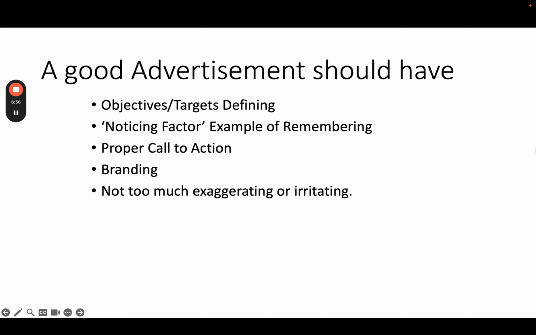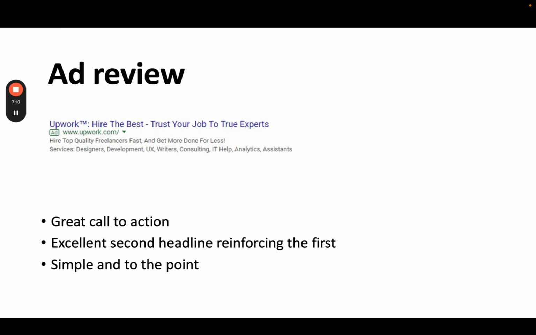Whenever you are trying to create ads, there needs to be a general rule. A good advertisement should have objectives, targets, a defining noticing factor, and something through which people can remember your ad. Also, there needs to be a proper call to action, CTA, to get an action from the final user. Also, you need to have your own branding, and you should not use too much exaggeration or irritation by repeating the same words. So these are the general guidelines for creating a good advertisement.